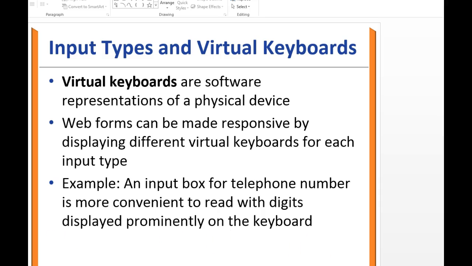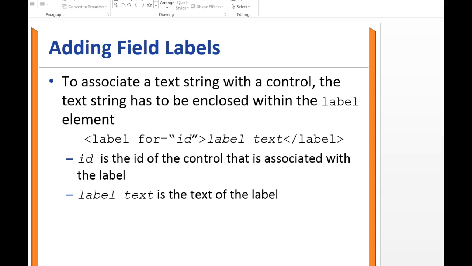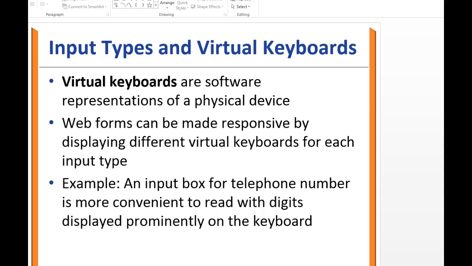In this example, you can look at it on page 514. You can see different input types: text, email, number, URL, or the type telephone.